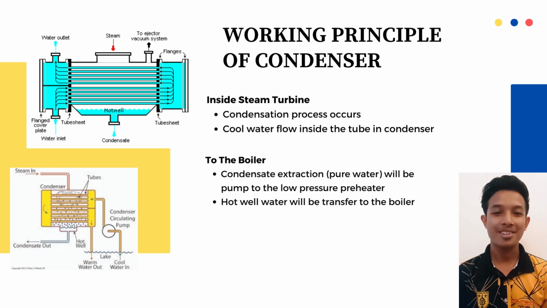After that, the condensate extraction, which is the pure water that has been collected, will be pumped to the low pressure preheater. The low pressure preheater will preheat the water to reduce the time taken for the hot well water to convert into vapor in the boiler. Then the hot well water will be pumped to the economizer and then to the boiler. This cycle will use the same substance, which is pure water, repeatedly as a cost-saving method.